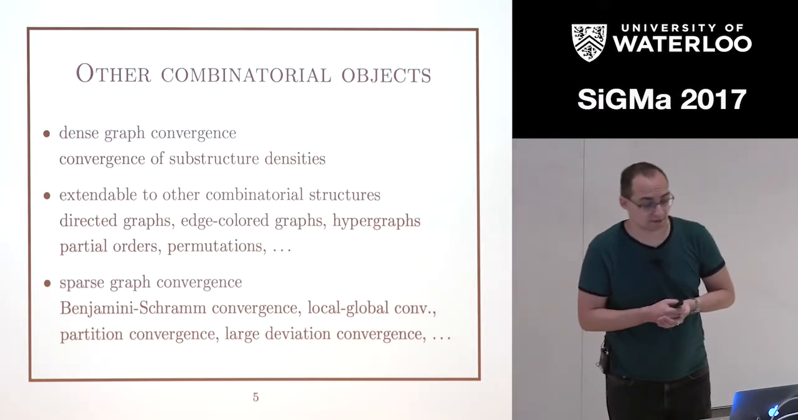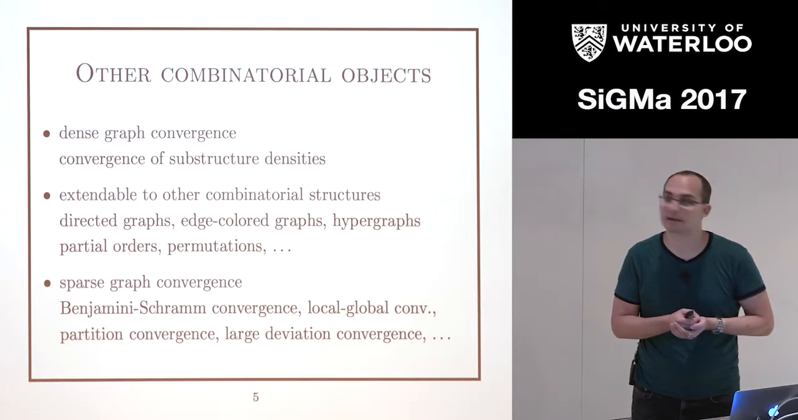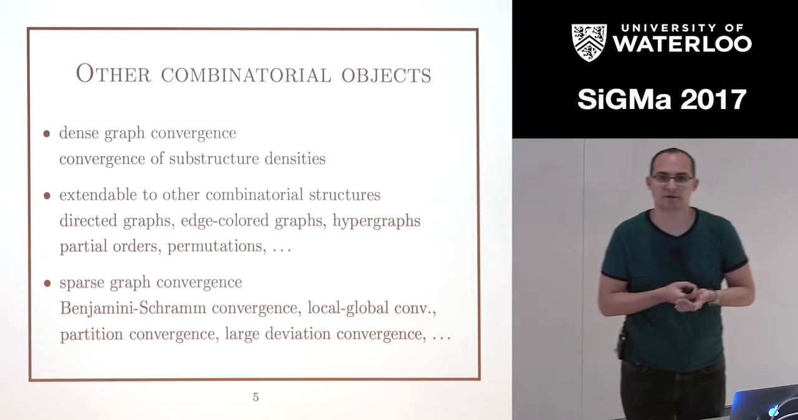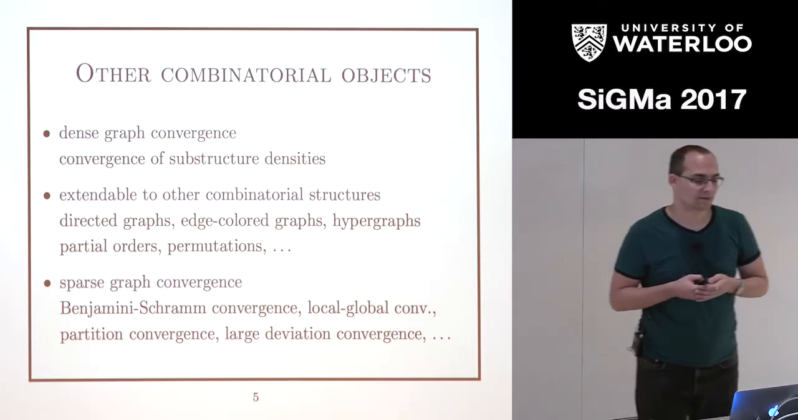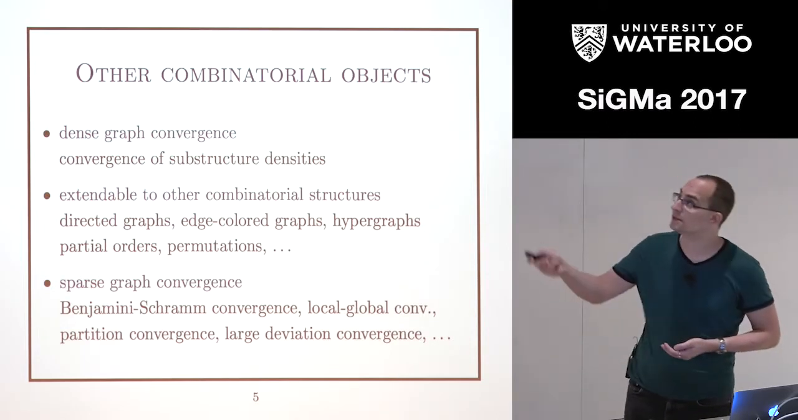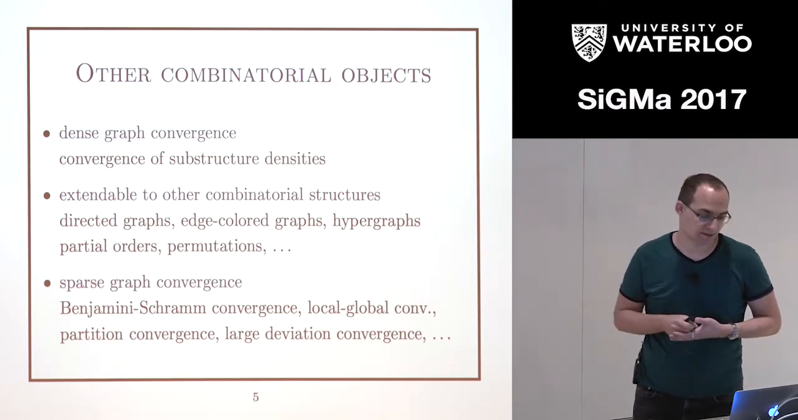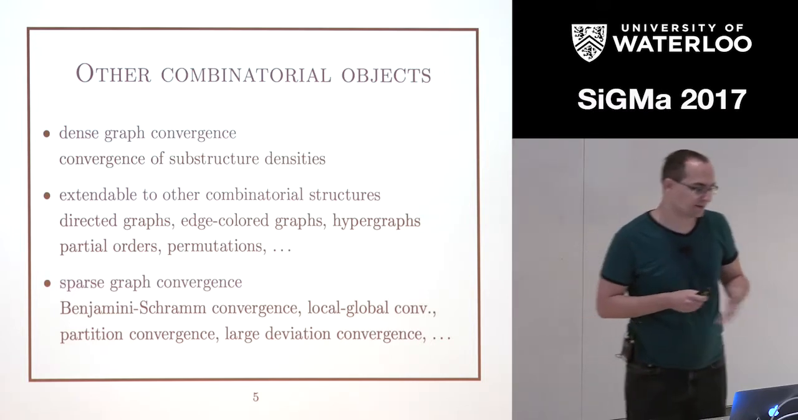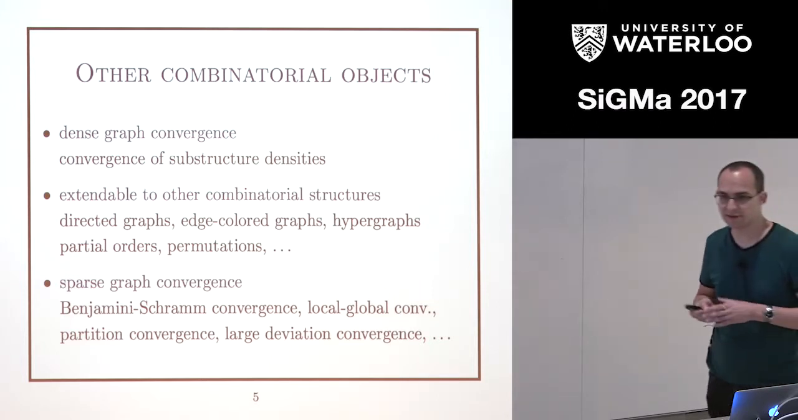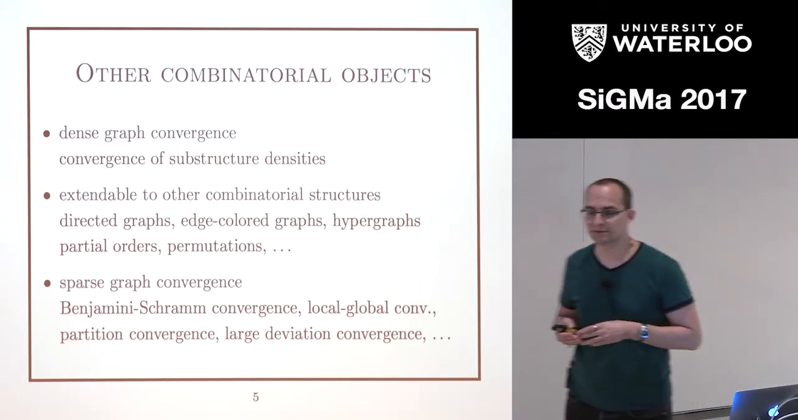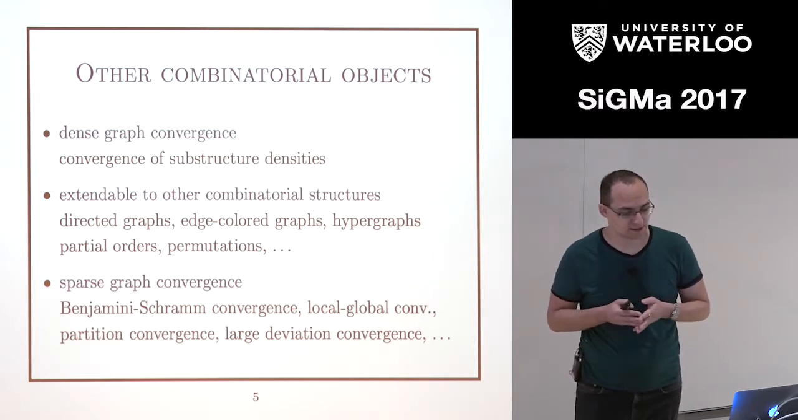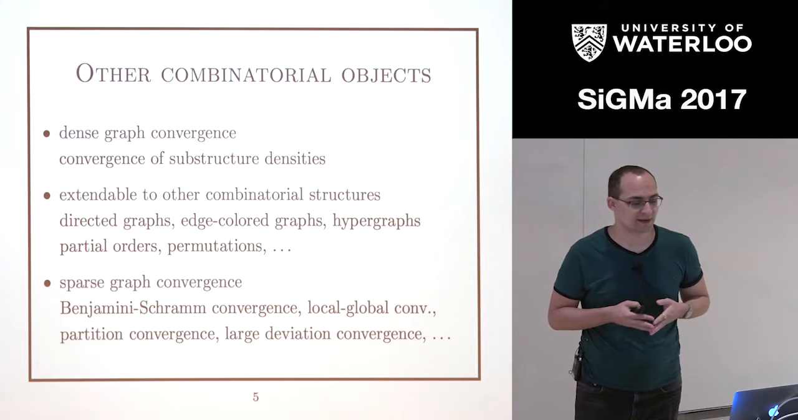We have a rather good understanding of analytic representations for these combinatorial structures. So many of the results, or many of the ideas that I will present in this talk, do actually extend to these kinds of combinatorial structures. And even if I will be mostly talking about dense graph convergence, let me say a few words about the sparse graph convergence. Unfortunately, the situation is not that well understood in the sparse setting.